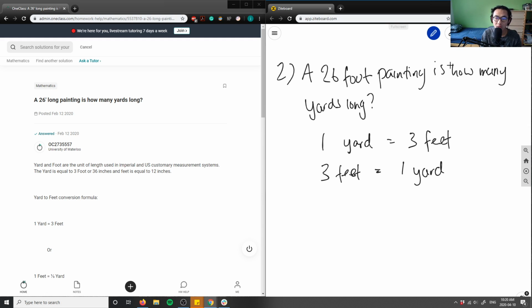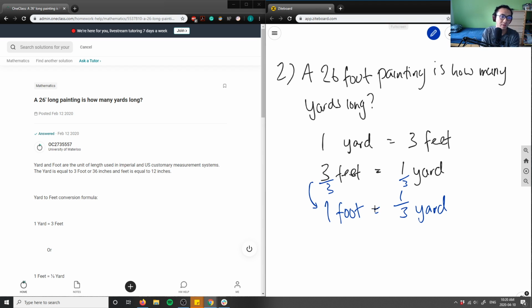So if 3 feet equals 1 yard, then 1 foot would equal, I would have to divide both sides by 3. So 1 foot would equal 1/3 of a yard. And once I have that, this problem becomes very, very easy. Again, I'm dividing both sides by 3 to get this.